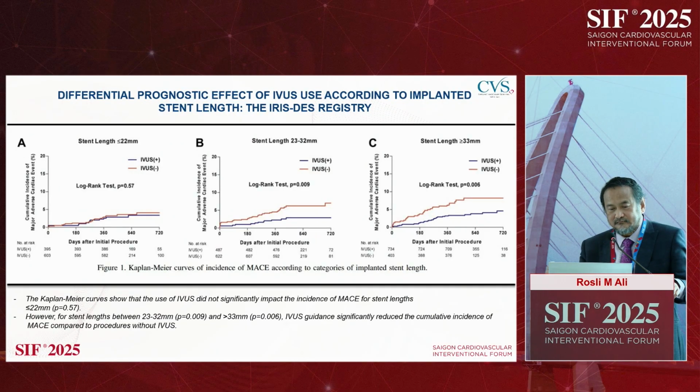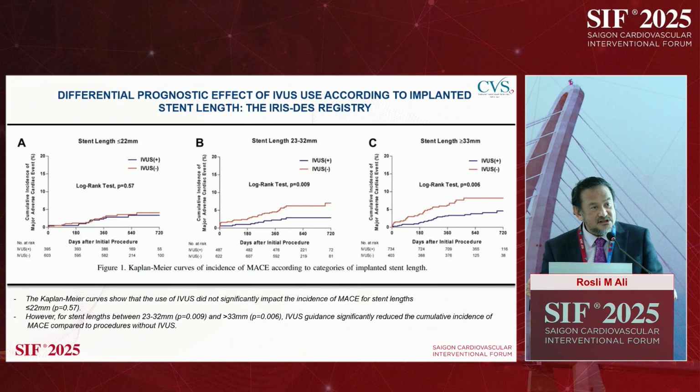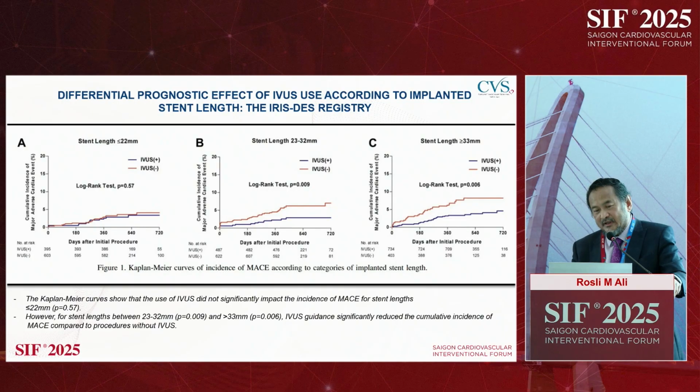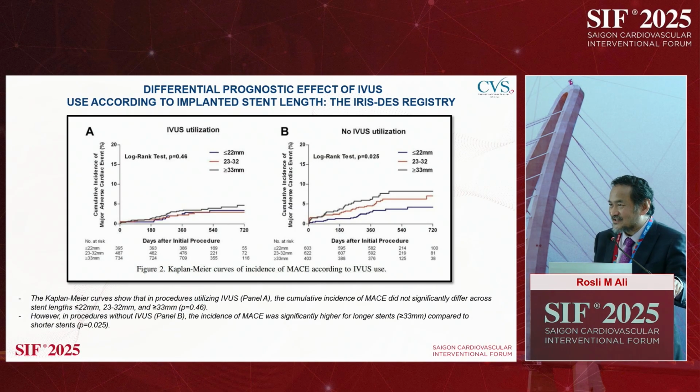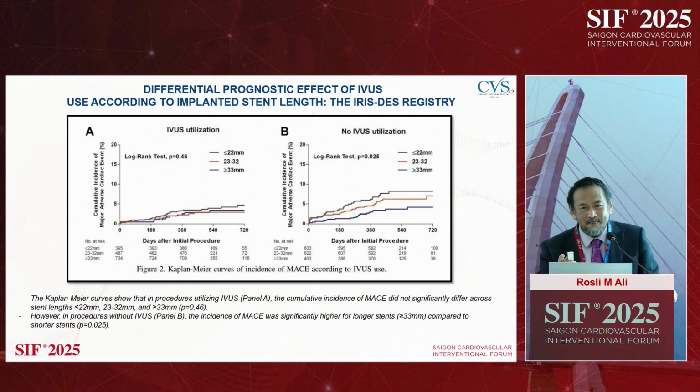Now, this is the IRIS-DES registry showing that if you have shorter stents and you do the treatment well, there is no difference whether you use IVUS or otherwise. But once the stents are longer, more than 23 mm, then the difference is very clear. What is interesting in this registry is that if you do IVUS-guided PCI, whatever the stent length, at least in this registry, there is no difference. What made the difference is that if you don't use IVUS, then the longer the stent length, the higher the risk.